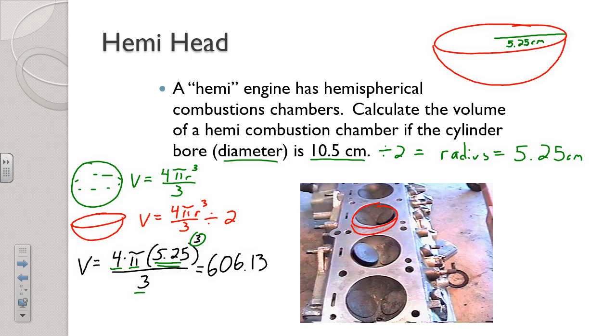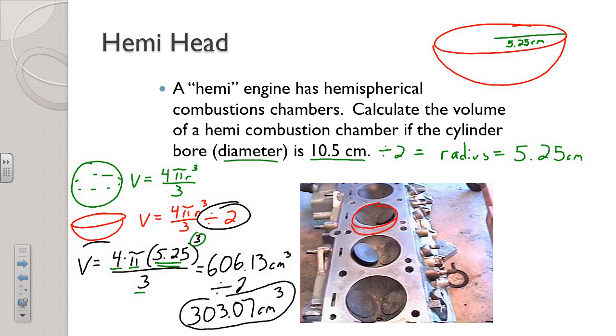606.13. Now all those units were centimeters, so those are centimeters cubed. But this is a hemisphere, and so we need to divide that by 2. So split that in half, and we get 303.07 centimeters cubed. And that is the answer to our question. Now make sure that you do that in your calculator or phone and get that same result.